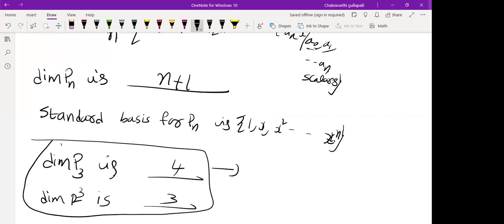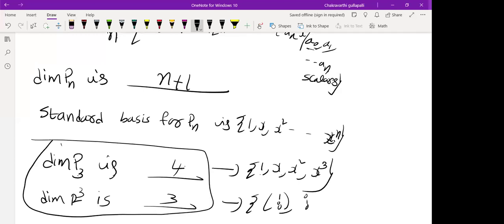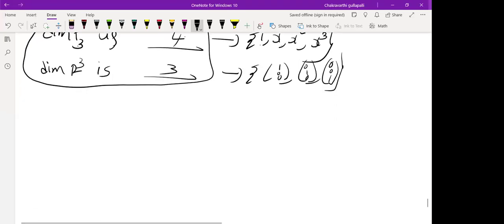What is the standard basis for this? 1, x, x square, x cube. You should write up to x cube because P3 is there, maximum degree 3. That is the reason why the number of vectors in the standard basis is 4, so you are getting 4. For R3, the standard basis is (1, 0, 0), (0, 1, 0), (0, 0, 1). That is the reason why its dimension is 3. The number of vectors in the basis is 3. Fine, no? So this is how we find it.